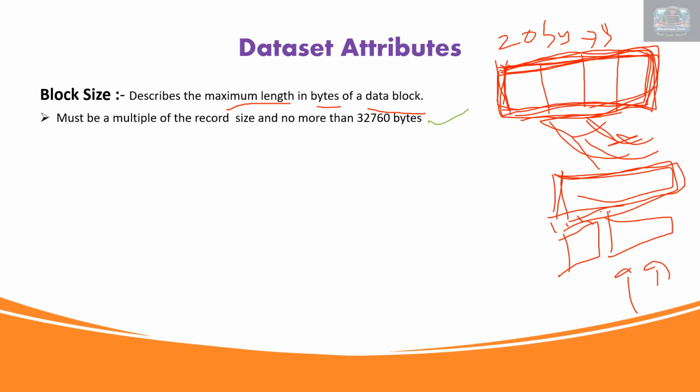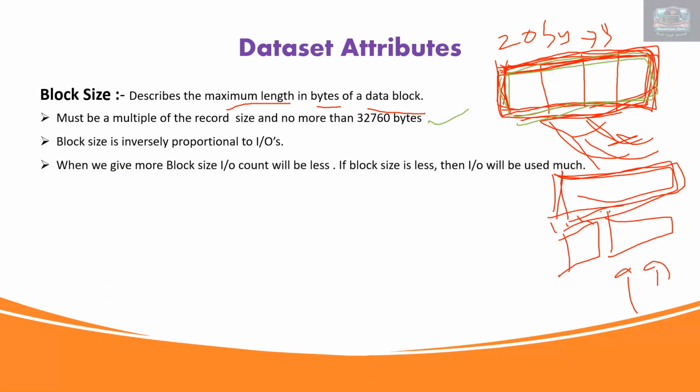Block size is inversely proportional to the input output, the IOs. If the block size is more, there won't be more input output transactions happening, so it will be easier for the devices to take the data. If the block size is less, more IOs have to be taken, more times you have to call the volumes, more times you have to put the data in or take it out. If the data block is bigger, you can get the data out of the volume in one stretch.